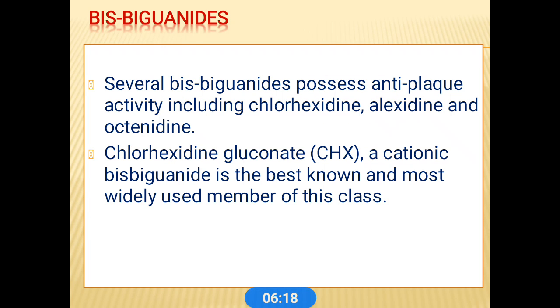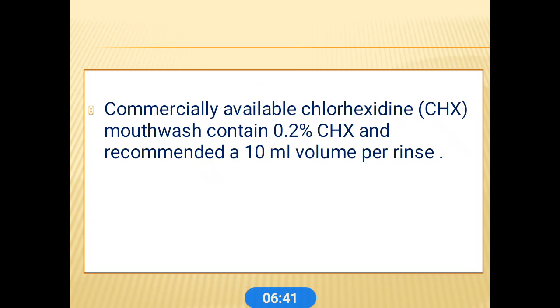First category is bisbiguanides. Several bisbiguanides possess anti-plaque activities, for example chlorhexidine, alexidine and octenidine. Chlorhexidine gluconate is a cationic bisbiguanide, the best known and most commonly used member of this class. So chlorhexidine is the most important one. Commercially available chlorhexidine mouthwash contains 0.2% chlorhexidine and is recommended at 10 ml volume per rinse.